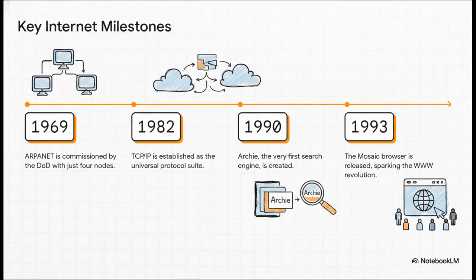It's kind of wild to think that it all started way back in 1969 with something called ARPANET, which connected just 4 computers. That's it. The huge turning point was in 1982 when TCP/IP was established. That became the universal language, the Rosetta Stone that allowed all these different isolated networks to finally talk to each other. After that, things just took off. In 1990, we got Archie, the very first search engine. And then the game truly changed forever in 1993 with Mosaic, the first popular graphical web browser that made the internet accessible and easy for everyone to use.